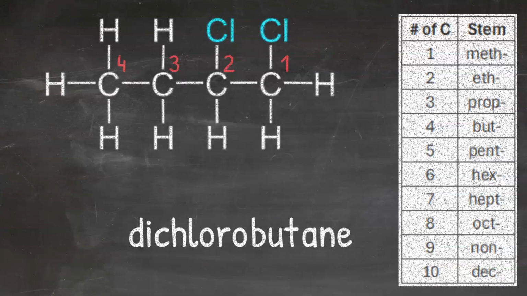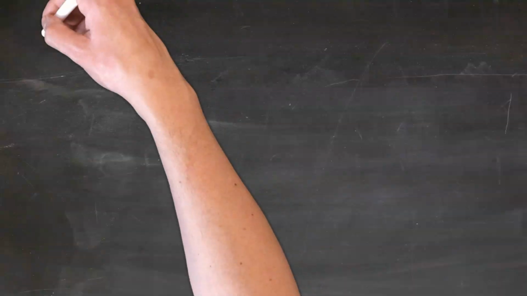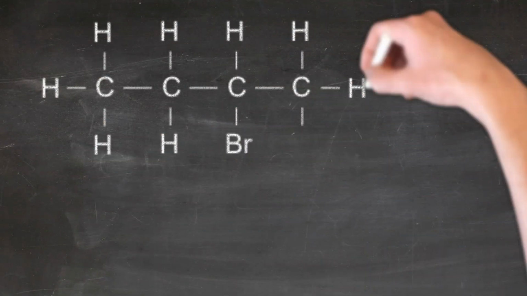These chlorines could be bonded to any of the carbons 1, 2, 3, or 4, so we need to account for which carbons they're actually bonded to. So in front of dichloro, I need to add a 1 and a 2 so I can tell the reader that I'm adding the chlorines to those carbons. So this structure would be called 1,2-dichlorobutane.